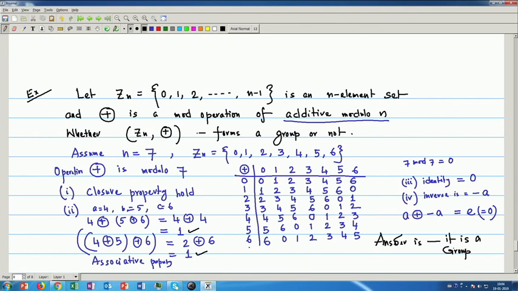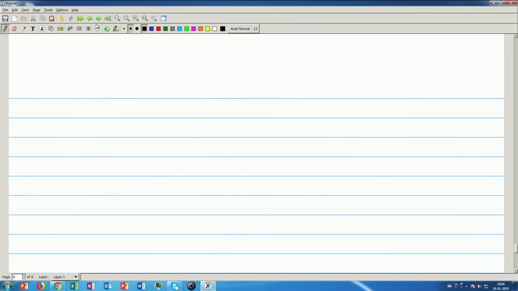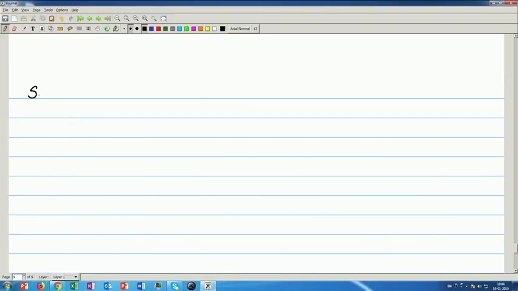So, additive modulo 7, now we can generalize that additive modulo n on the set 0, 1 to n minus 1 elements always forms a group. Now, we see another property of group. Already we have defined the sub semigroup or submonoid, and similarly we can define the subgroup.